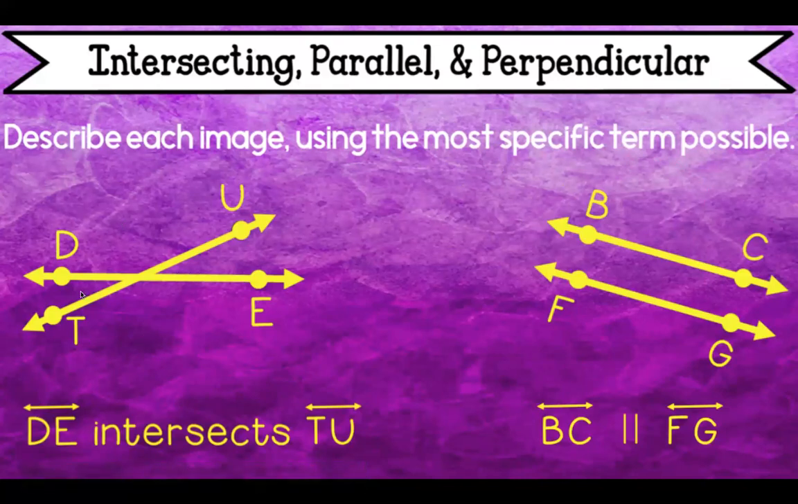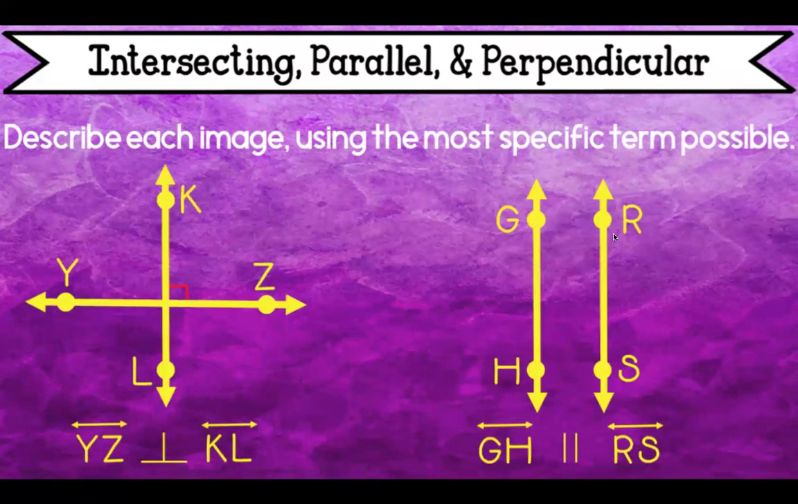This first one, line DE intersects line TU. And over here, the second one, line BC is parallel to line FG. Okay? All right, describe each image.